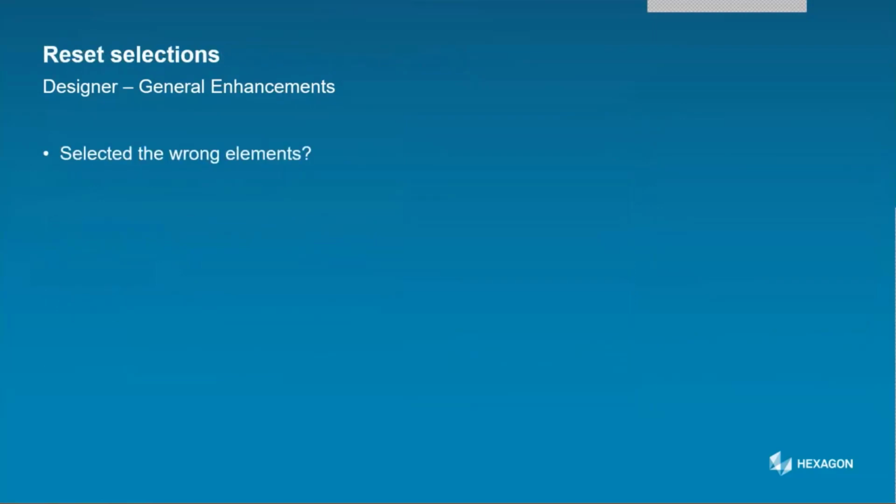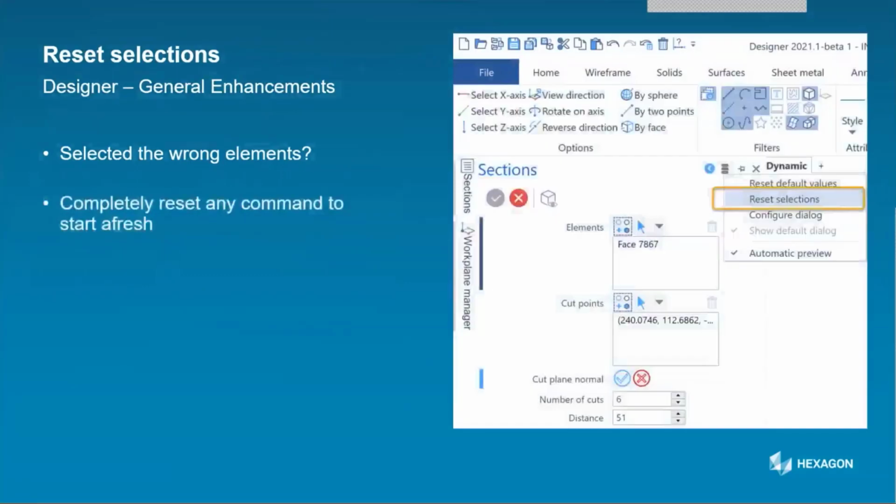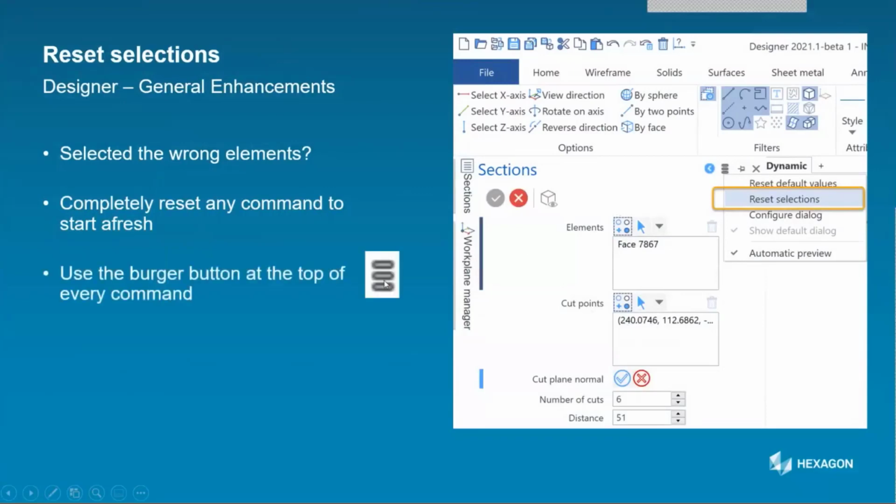Have you ever gone into a command and accidentally selected the wrong elements? I'm sure some of you have. I certainly have. So now we have the option to completely reset any selections to start it afresh. What it does is it doesn't reset the defaults, but it's resetting the picking. So it's like you've closed and reopened the command without needing to do so. And you can access it from the burger button at the top right of every command.